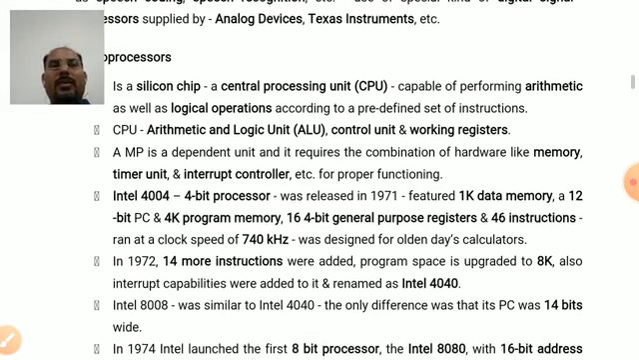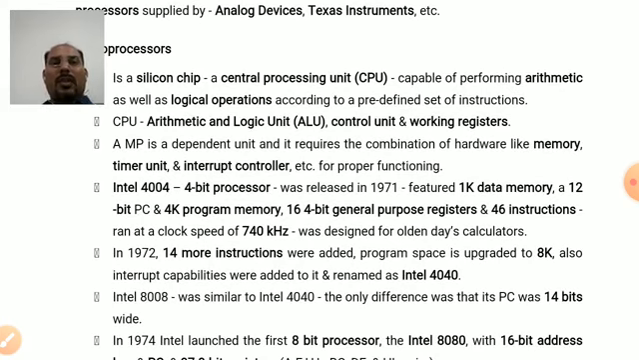So we'll begin with the evolution of the microprocessor. Intel 4004 is the first 4-bit processor released by the Intel company in the year 1971, which had 1 kilobyte of data memory, that is RAM memory, and a 12-bit PC. PC means program counter. This is a register which is used to hold the address of the next instruction in a program. And it had 4 kilobytes of ROM.